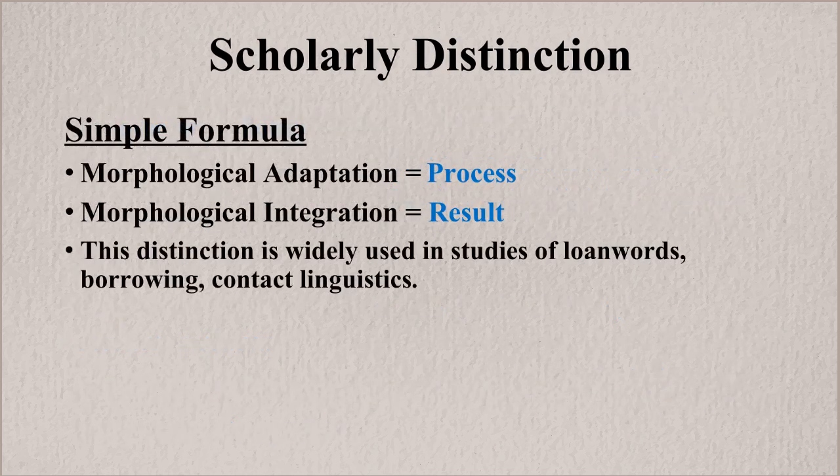Morphological adaptation and morphological integration are often distinguished in contact linguistics through a simple conceptual formula, where morphological adaptation is understood as the process and morphological integration as the result. This distinction is widely used in studies of loanwords, borrowing, and language contact to describe different degrees and stages of lexical incorporation. Simple.